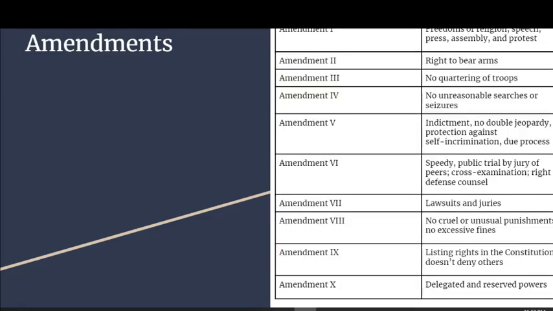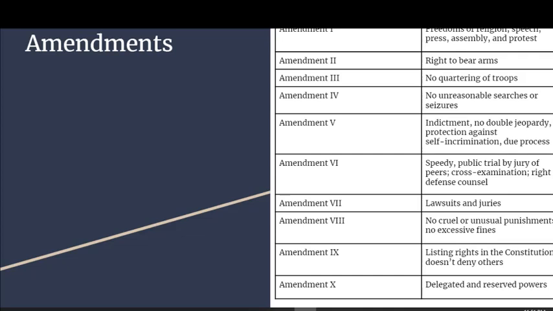Now we're going to get to the amendments of the Bill of Rights. So Amendment 1 describes the freedom of speech, press, assembly, and protesting. Amendment number 2 describes the right to bear arms, the now controversial one. Amendment 3 is no quartering of troops. There cannot be a soldier stationed inside your home. This is something that the colonists did not like, so they wrote it in the Bill of Rights.